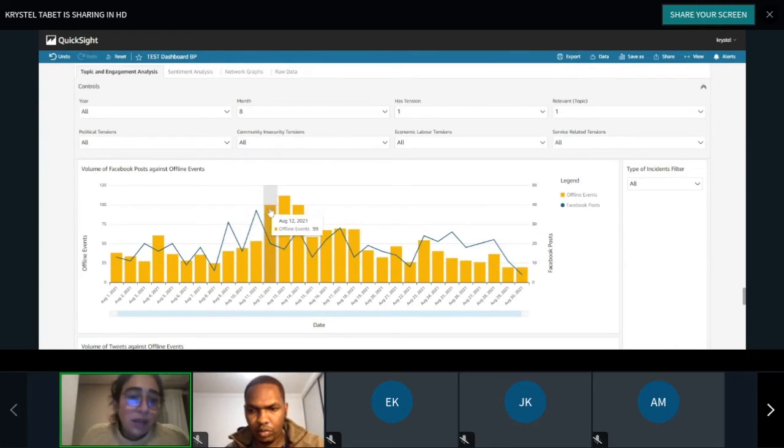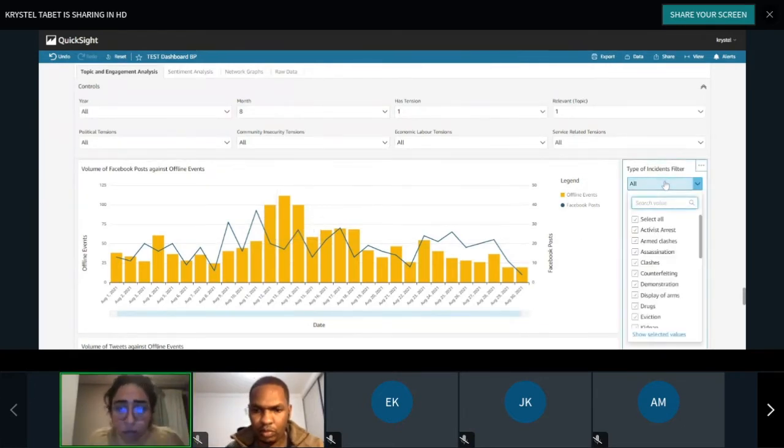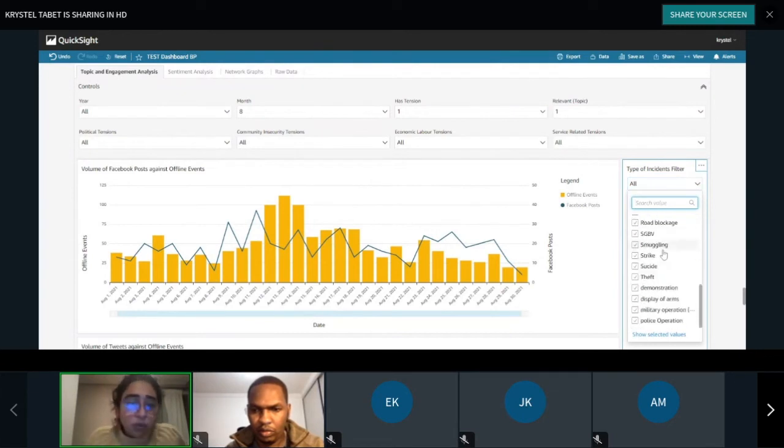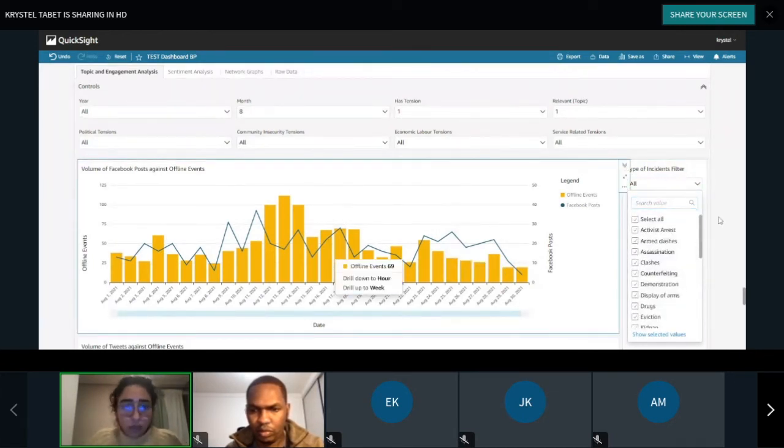And here we see, like on August 12th, there were a lot of reported events in Lebanon. There were 99. And on August 11, there was a peak as well. So is there a correlation between these two? And then we can go in and look into it more to understand what were the events that were happening here when we added them to the dashboard.